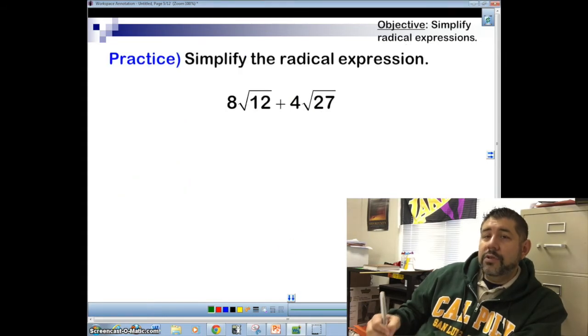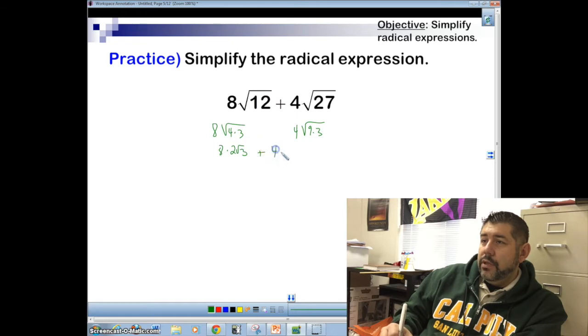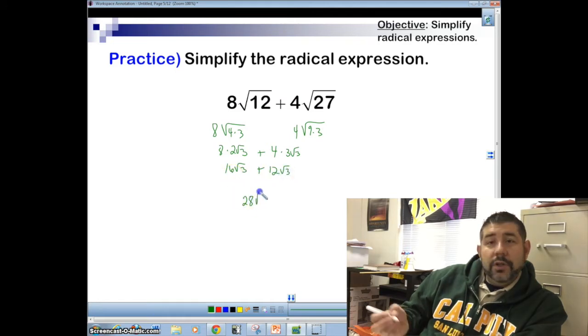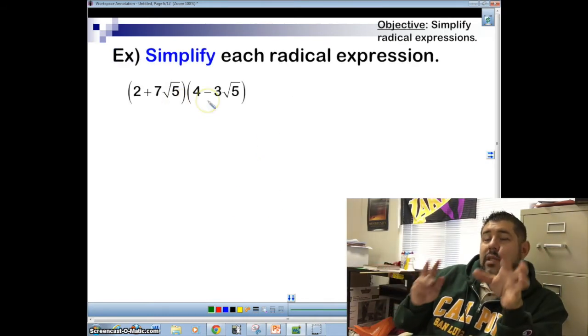Here's a practice problem for you, so you should write it down and then try it out and see what you get. I'll do it real quick for you. 9 times 3. So we're going to have 8 times 2 root 3 plus 4 times 3 root 3, which is going to give us 16 root 3 plus 12 root 3, which equals 28 root 3. All right, hopefully you got that.